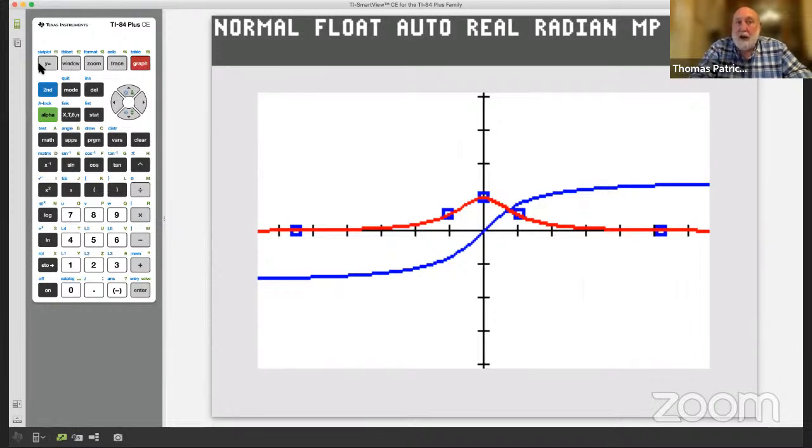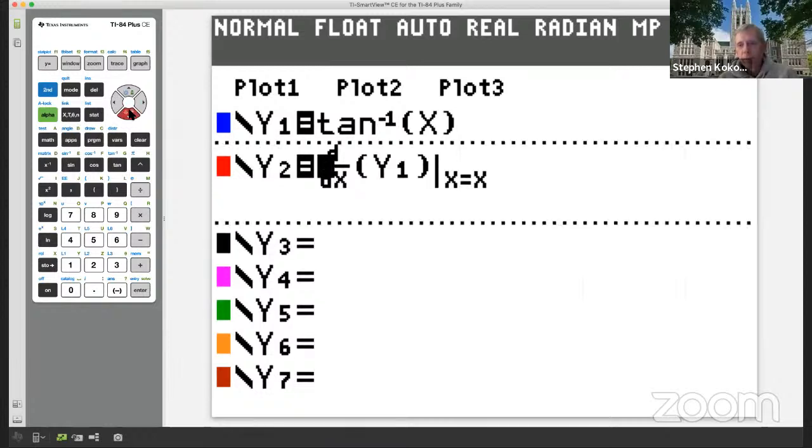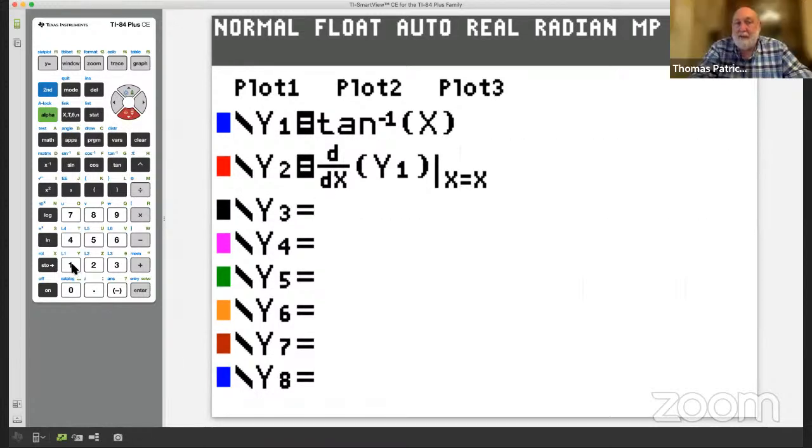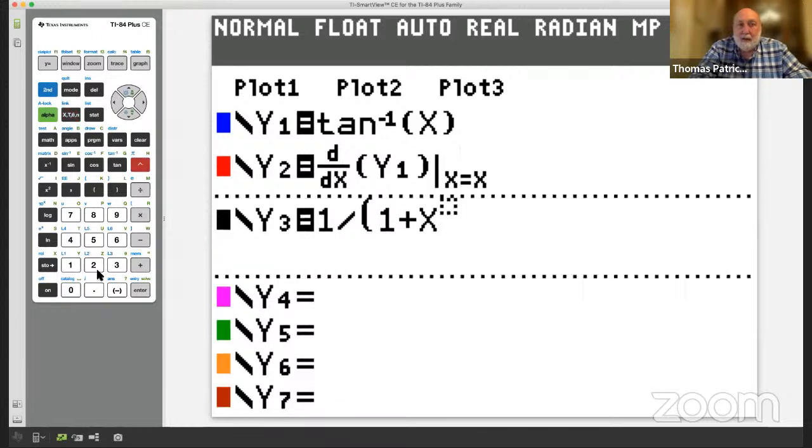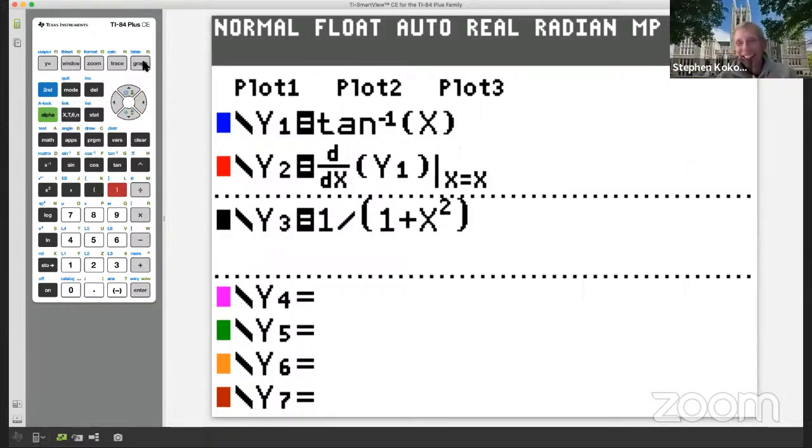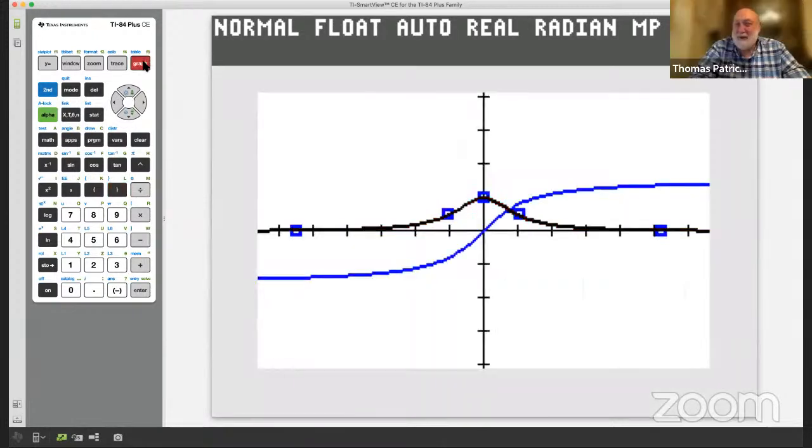I'm going to do one last graph here and turn it over to Steve. This was a numerical derivative, but Steve derived this: 1 over the quantity 1 plus x squared. Let's go ahead and graph that too. That would be supposedly the exact derivative. Let's see what the graph of that looks like. Supposedly. Oh, there it is again. How about that?